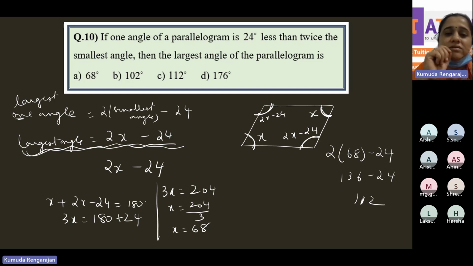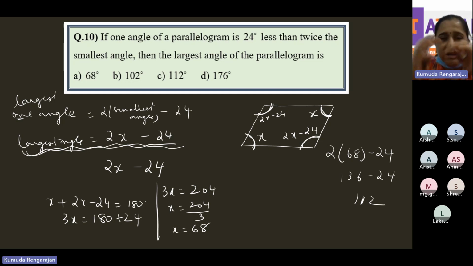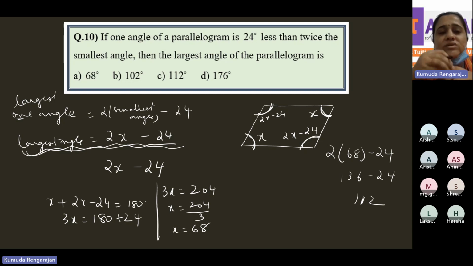All we have to do is, with the information given, connect the information and make an equation out of it. Use the properties of the parallelogram, or if it's a right triangle, use Pythagoras theorem. So you need to use some property, construct an equation, and solve the equation to answer the question.